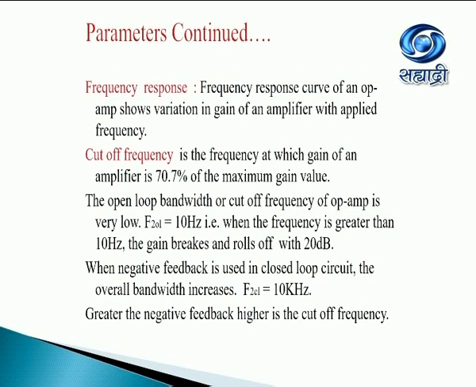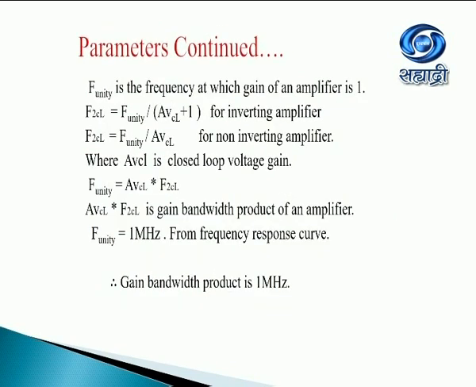20 dB. When negative feedback is used in closed loop circuit, the overall bandwidth increases. F2CL is 10 kHz. Greater the negative feedback, higher is the cutoff frequency. F unity is the frequency at which gain of an amplifier is 1. F2CL is equal to F unity upon AVCL plus 1 for inverting amplifier, and F2CL is equal to F unity upon AVCL for non-inverting amplifier.